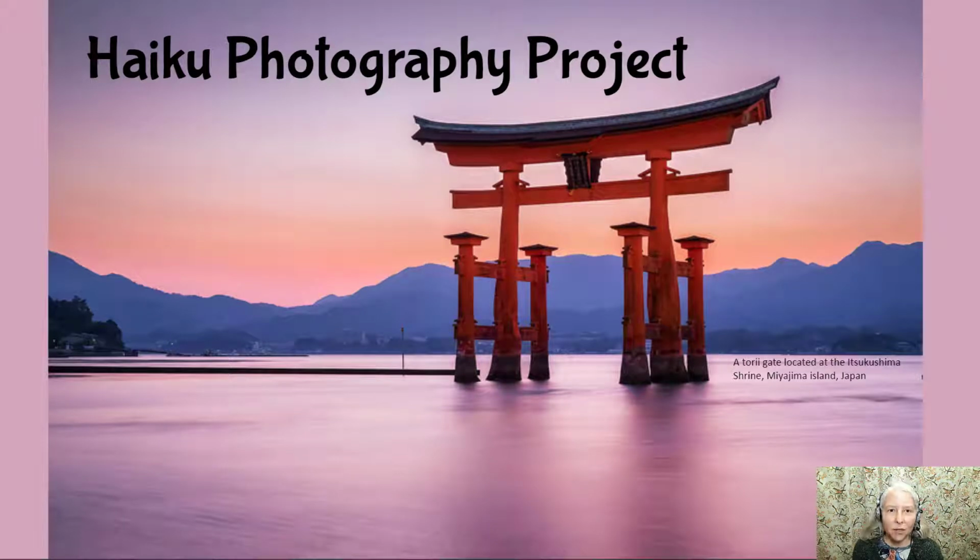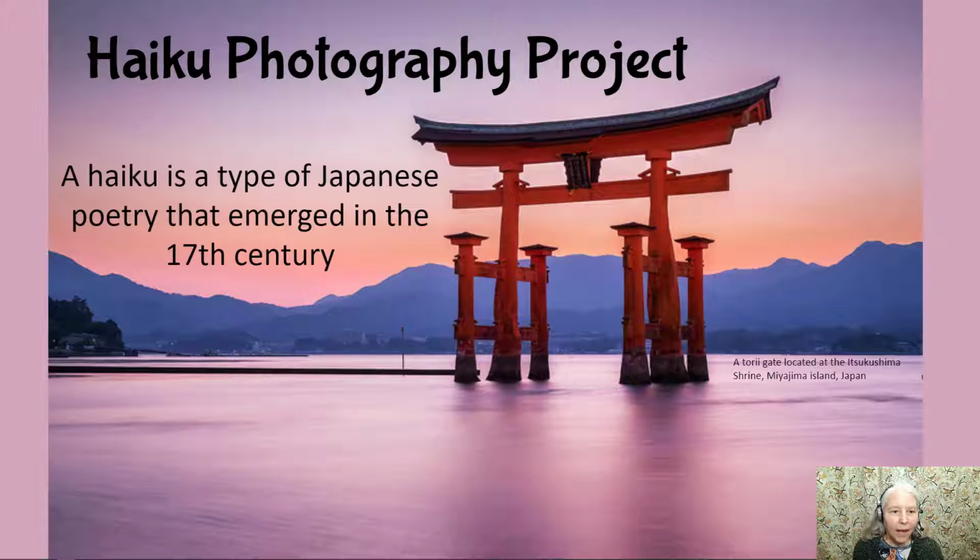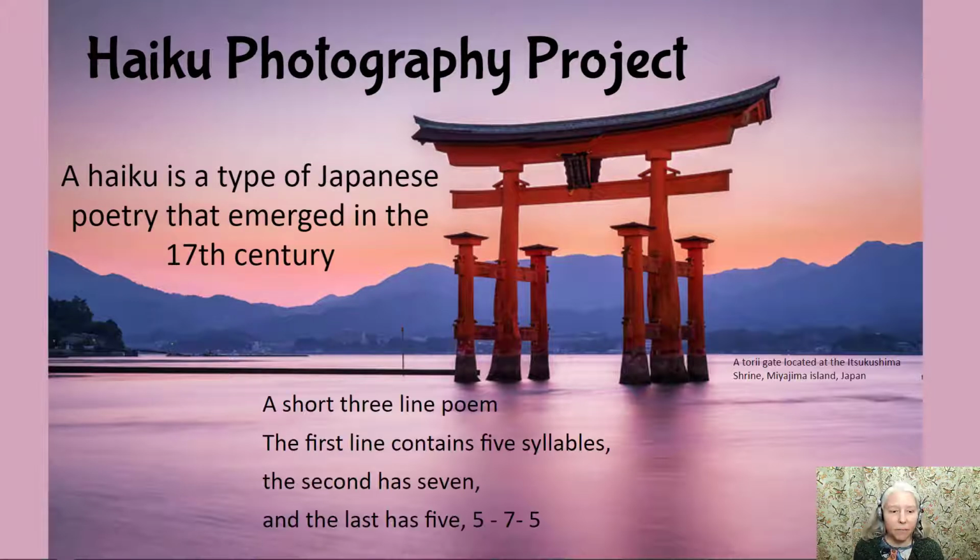Hello everyone, this is the introduction to the haiku photography project. A haiku is a type of Japanese poetry that emerged in the 17th century. The format is a short 3-line poem. The first line contains 5 syllables, the second has 7, and the last line has 5. You can remember it as 575.